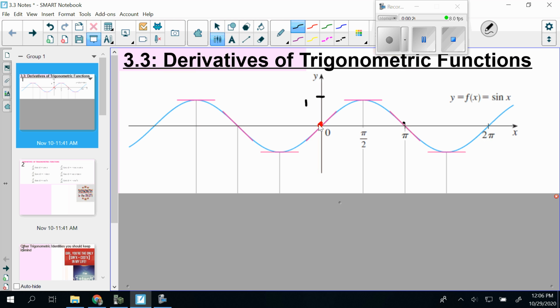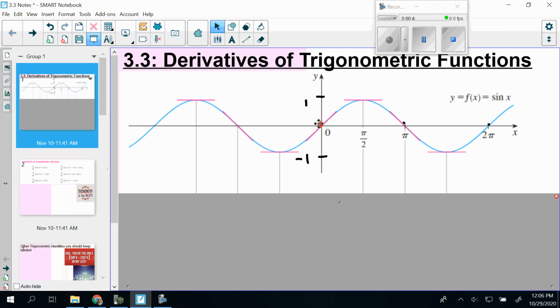At pi, it's back to 0. At 3 pi over 2, the value becomes -1. And then at 2 pi, it's back at 0. And then we've made one full cycle of this graph, and it just repeats. Well, what if we wanted to find the derivative of the sine graph?